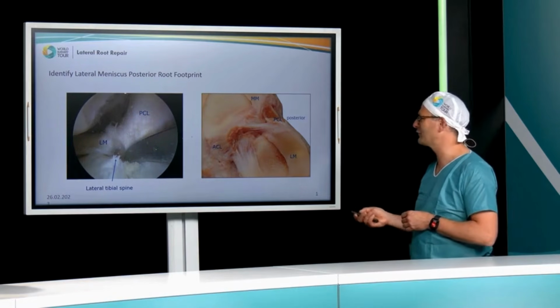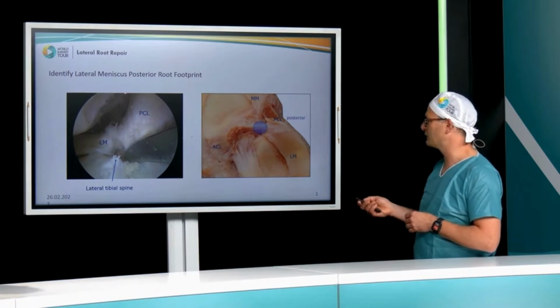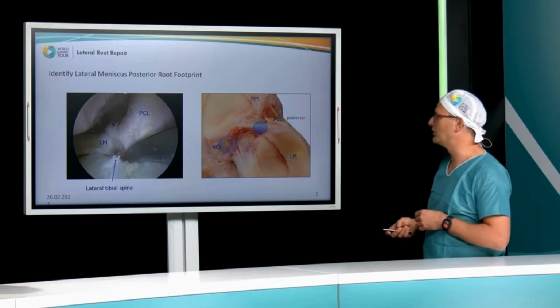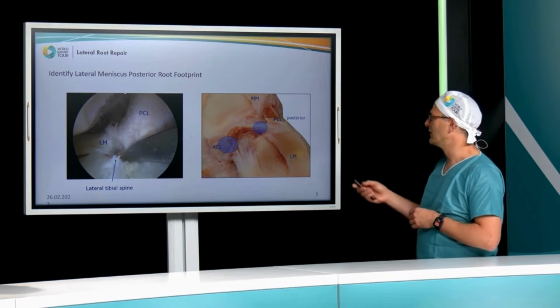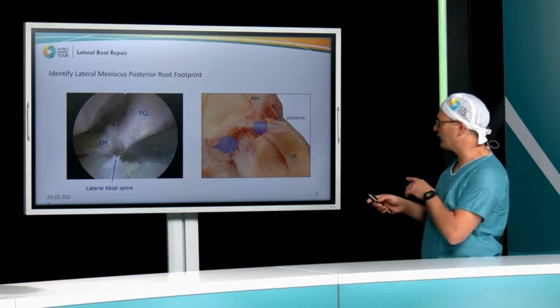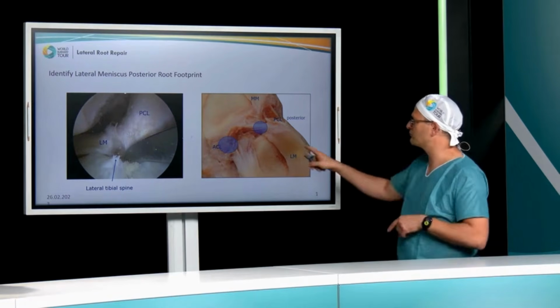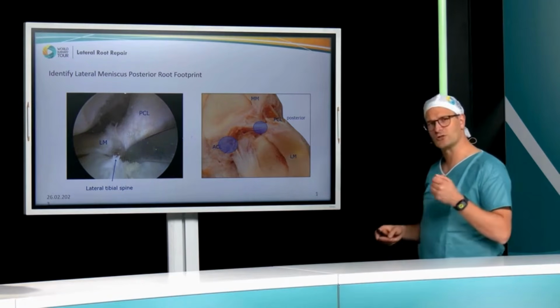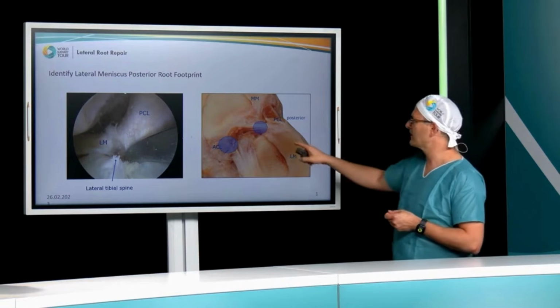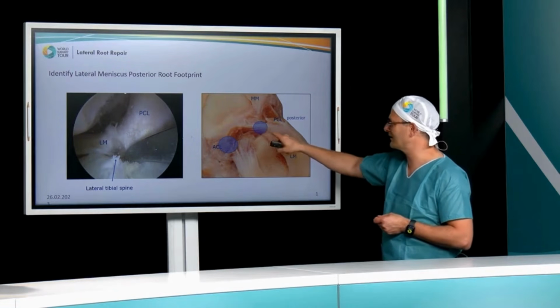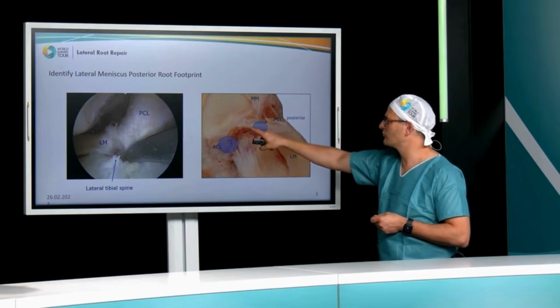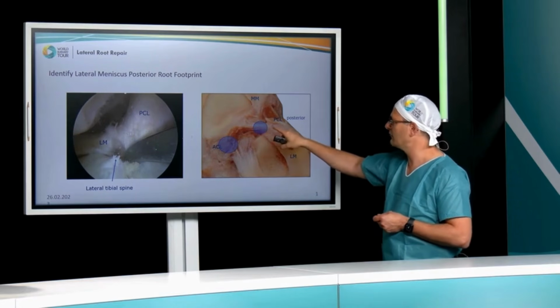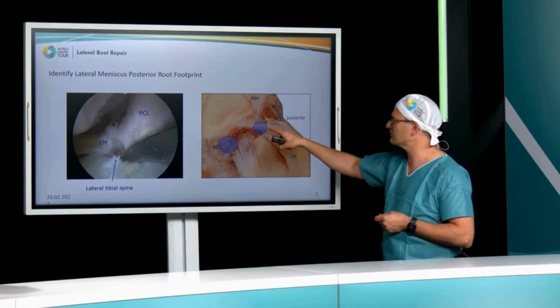But when you look on the right picture, I think what is really important is to point out that the tunnel for the ACL and the footprint for the root are not at the same location. So yes, the footprint of the lateral root is pretty large. However, and I will show that when we do the arthroscopy, it actually starts back here. So that's where the mechanical strength occurs. It doesn't help me to put a tunnel right here if the mechanical insertion side of the posterior root is right here.